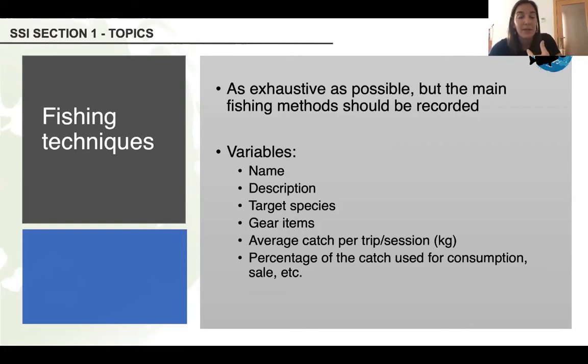So you have a general idea already what kind of species they are catching. We will record a list of the gear that they use, the average catch per trip or per fishing session. And in this case, for example, you can ask the informants, because average is always difficult. It's difficult for everybody to estimate if you go fishing every day, right? So you can ask them, what's a good day's catch like, and what's a bad day's catch? And then you can have a range and you can calculate yourself the average. And then the percentage of the catch that is used for consumption, for sale, and for the different uses.